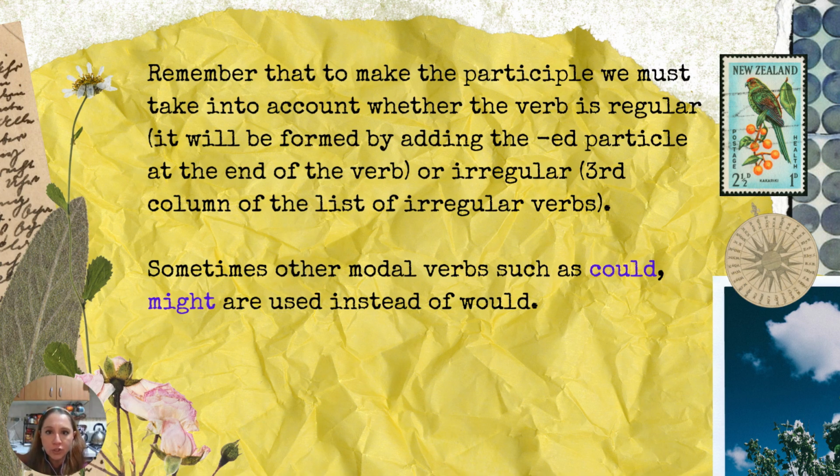In the third conditional, we can also use the modal could or might instead of would. We can say could have or we can say might have.